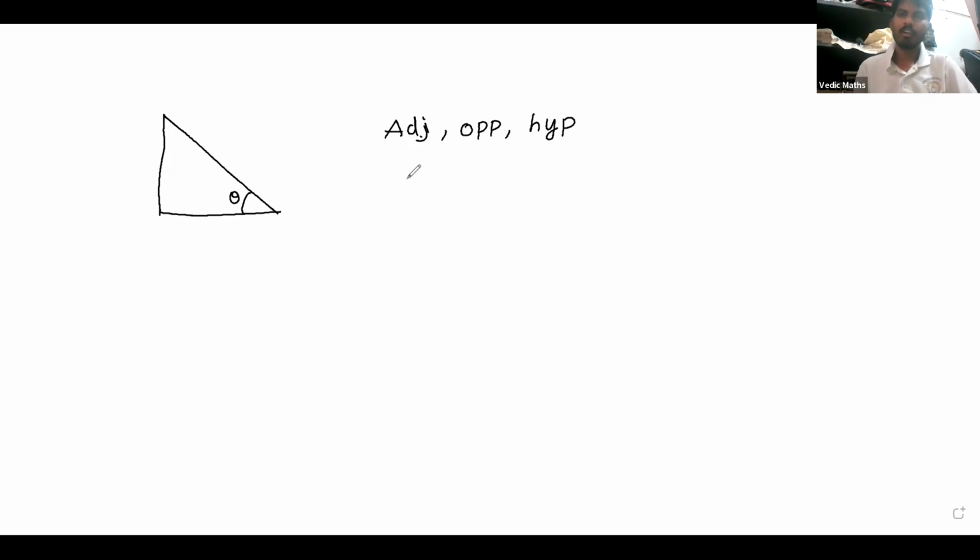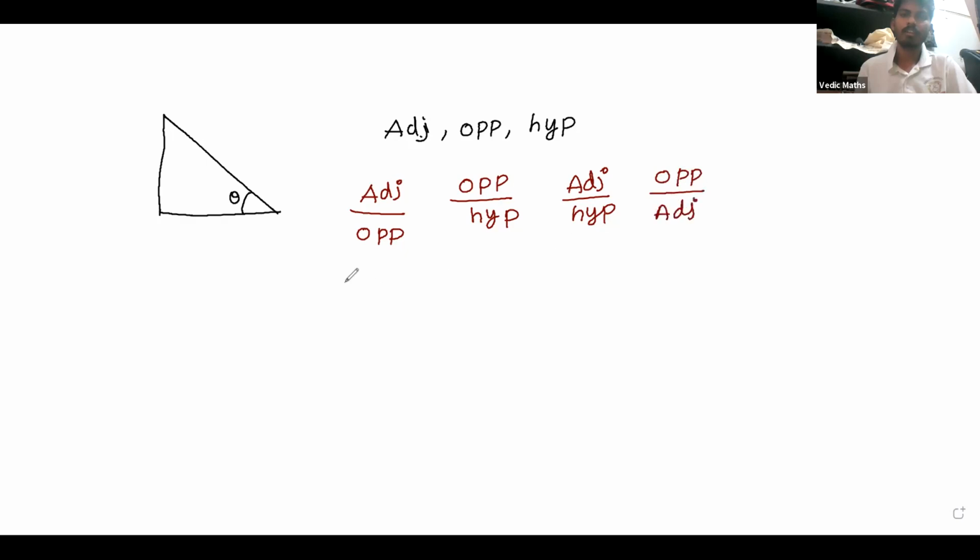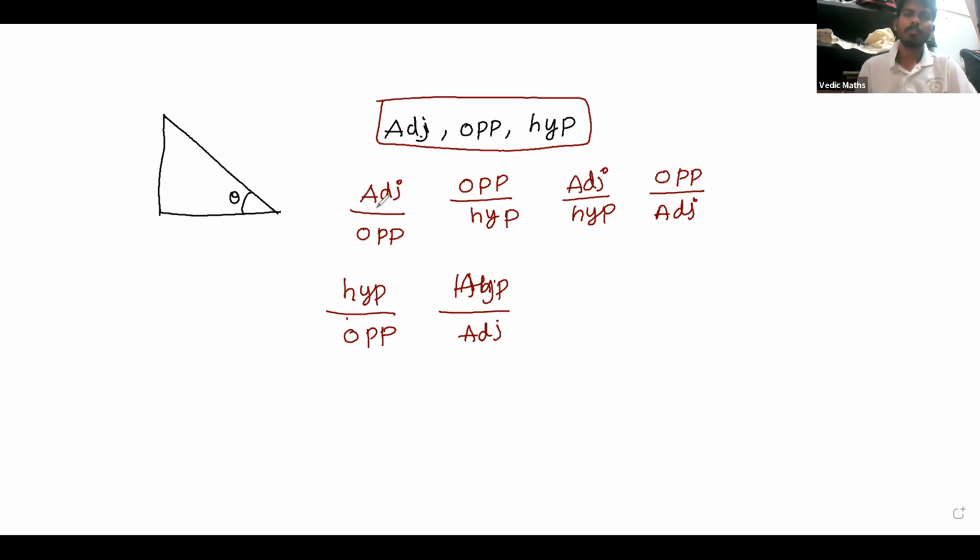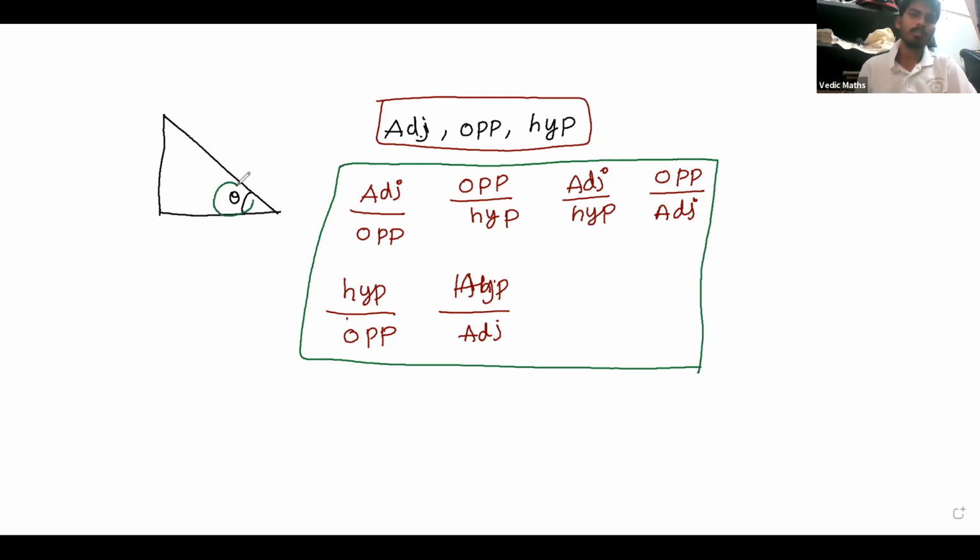Now we find out the ratios between these. Ratios means adjacent side by opposite side, and opposite side by hypotenuse, adjacent by hypotenuse, and also opposite by adjacent, hypotenuse by opposite, sorry, hypotenuse by adjacent. So when we have three sides, these types of ratios will be formed with respect to theta.